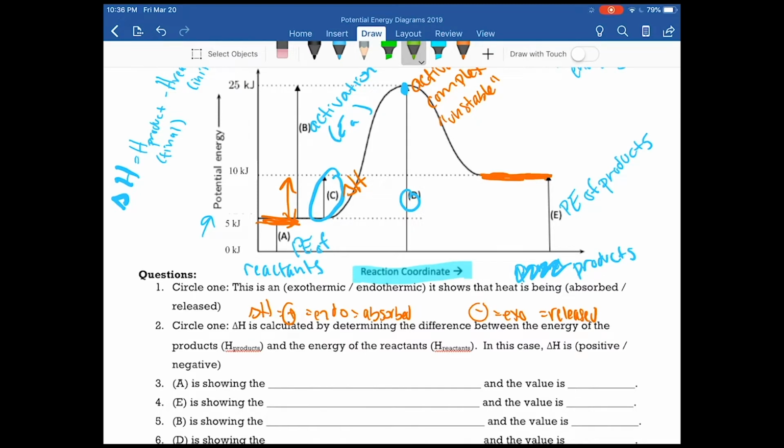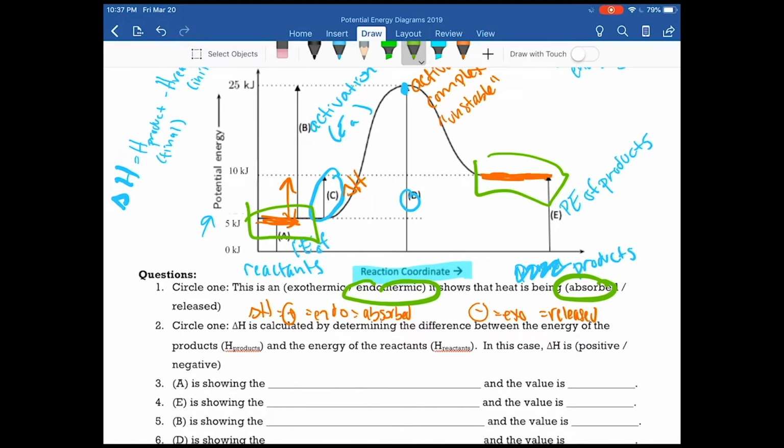Essentially before we talked, that path was important, but here we just care about where we start and where we end. So I'm highlighting in a green box where we started and where we ended. Are we looking at where we started, looking at where we ended? Did we end higher or lower than where we started? We ended higher. If you end higher, that means you have to absorb energy. And if you're absorbing energy, that means you are endothermic, heat is absorbed. So if you're ending higher than where you started, that is endothermic.